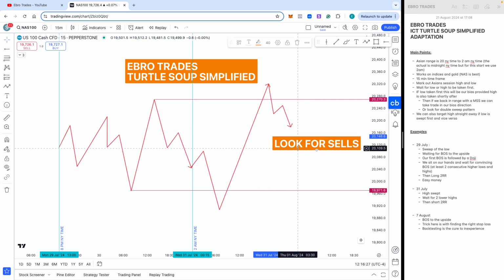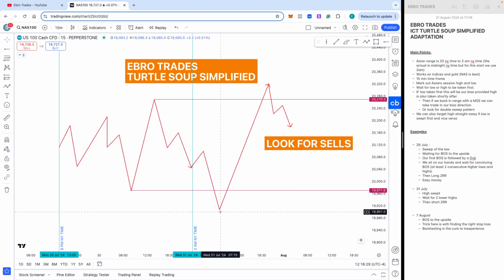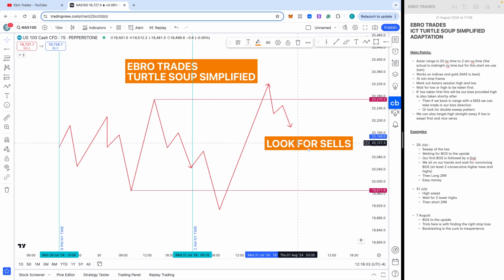Now your exact entry model after the low and high or the high and low are swept can vary. You could enter off a retracement into a fair value gap. You can enter off of convincing market structure in a particular direction. So if I see a lot of consecutive lower lows, so convincing bearish movement or convincing lower highs, then I could also take a trade based off of that. I could enter a trade based off retracement into an order block. I've got a whole bunch of setups on this channel that you could use in conjunction with Turtle Soup.